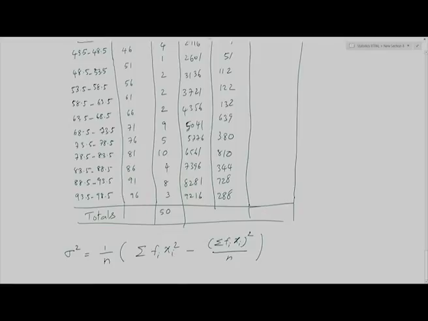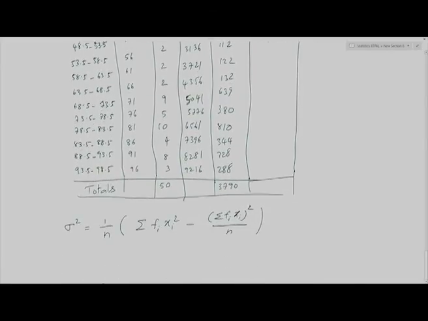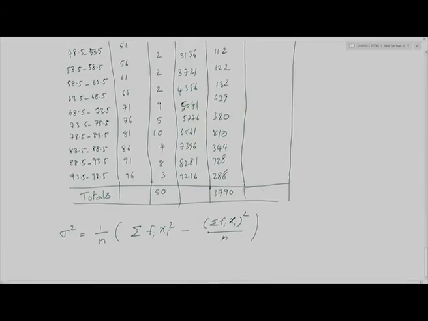So, sum is 2 lakh. So, this sum is 3790, because we need sigma xi Fi, Fi xi sum we need, and Fi xi square sum we need. So, we need this total. This total will be 2,96,830. Okay. So, that is all.